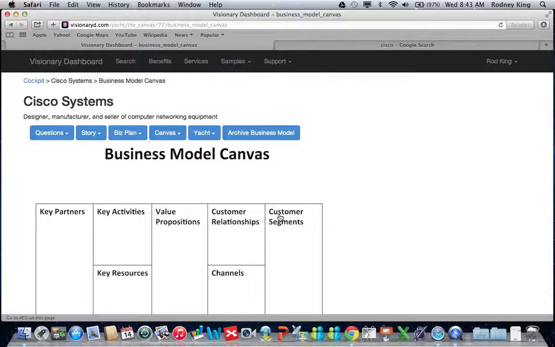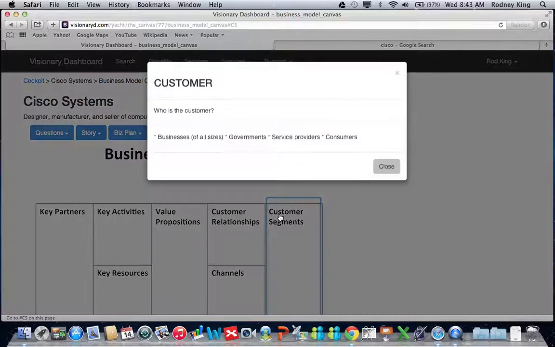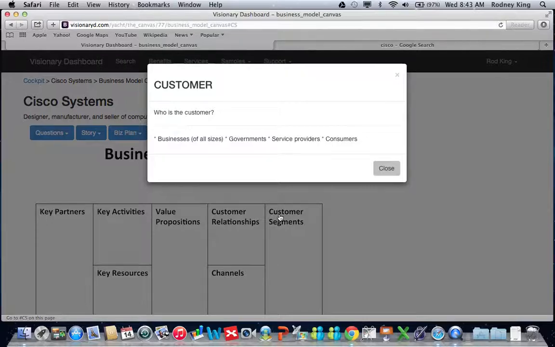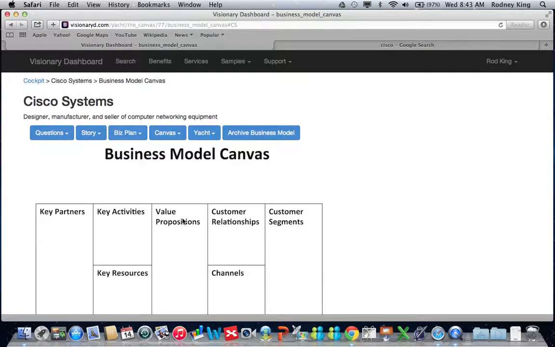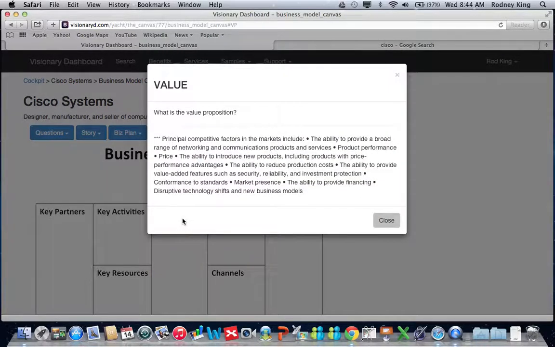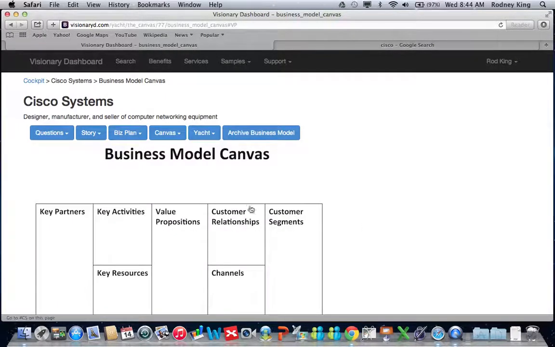Here one can know about the customer segments just by clicking. It says who is the customer, and one sees that you have businesses of all sizes, governments, service providers, and consumers. These constitute the customer segments of Cisco. Also, one can look at Cisco's value proposition and see that it can be provided as a simple description, or it can be provided at a level of detail.